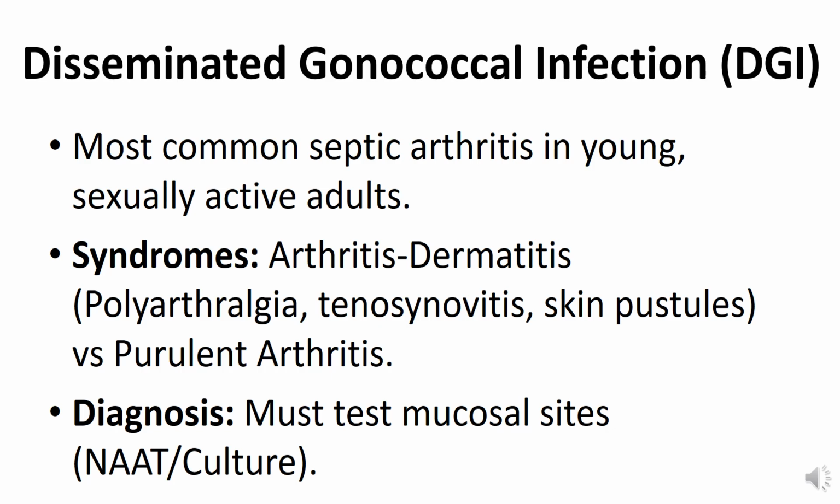Most importantly, do not rely solely on joint fluid analysis. Test the mucosal sites. Recognizing disseminated gonococcal infection early allows timely treatment, prevents joint destruction, interrupts transmission, and improves outcomes for both patients and their partners.